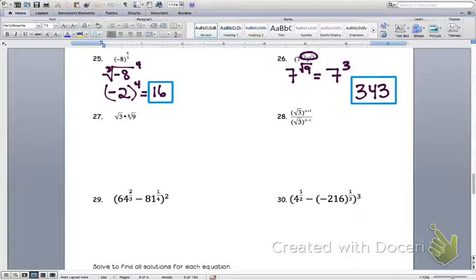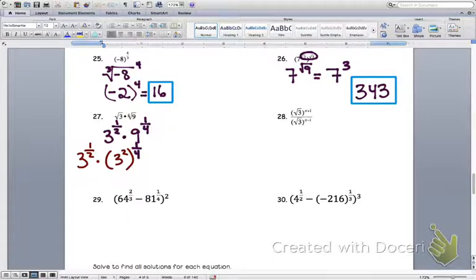Number 27, we do not have the same index number, so this is one of those problems where we have to rewrite them as rational exponents and change the base. So the square root of 3 is rewritten as 3 to the 1/2 power, and 4th root of 9 can be rewritten as 9 to the 1/4 power. In order to use our exponent rules, we have to have the same base. So that means we're going to need to change 9 to 3 to the 2nd power, since our first base was 3, and we can't change 3, so we had to change 9 to 3 to the 2nd power, keeping that 1/4 on the outside.